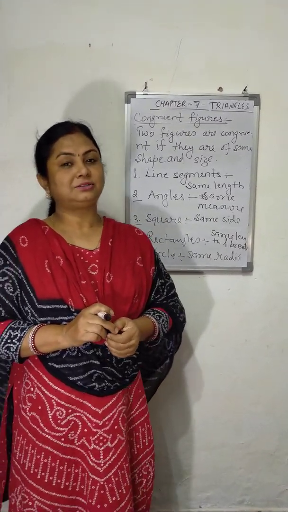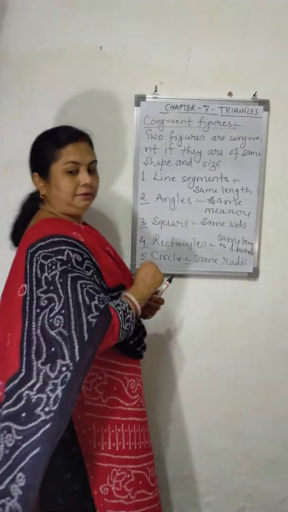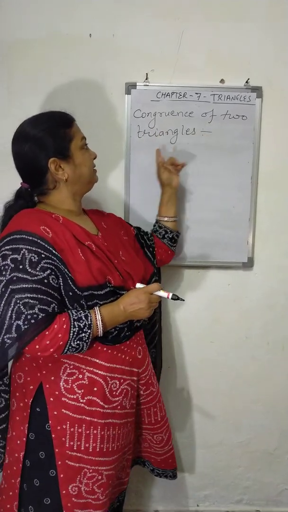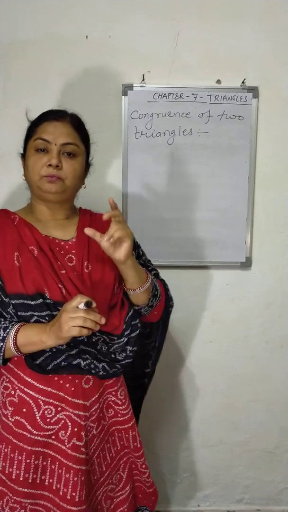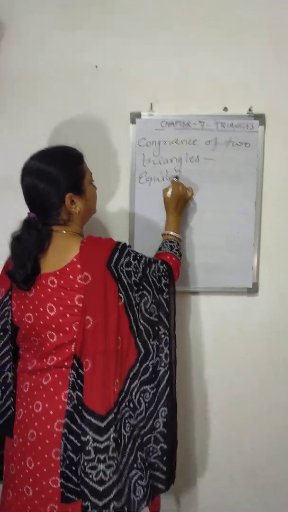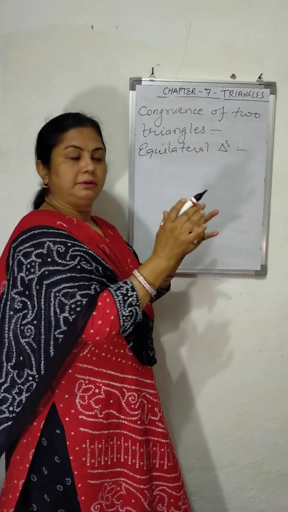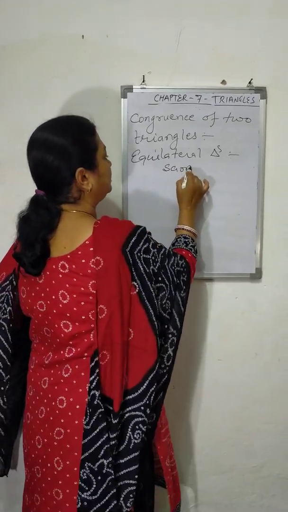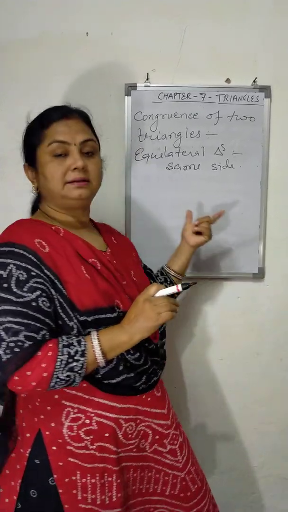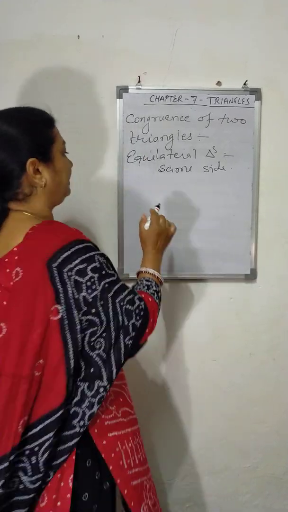Now let us talk about the congruency of two triangles. Okay? If both the triangles are equilateral triangles, they can be congruent when they have the same side, like squares. But when the triangles are not equilateral, how can the triangles be congruent?